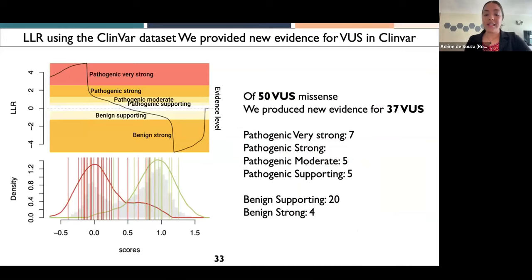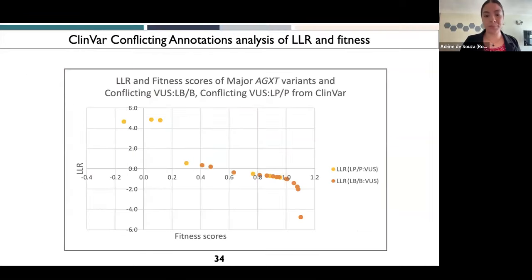And then finally, I looked at the ClinVar database, and I was able to look at all the AGXT VUS missense variants. There are 50, and we produced some level of evidence for 37 of them. Here you see a range from very strong pathogenic, benign strong, to supporting and moderate.